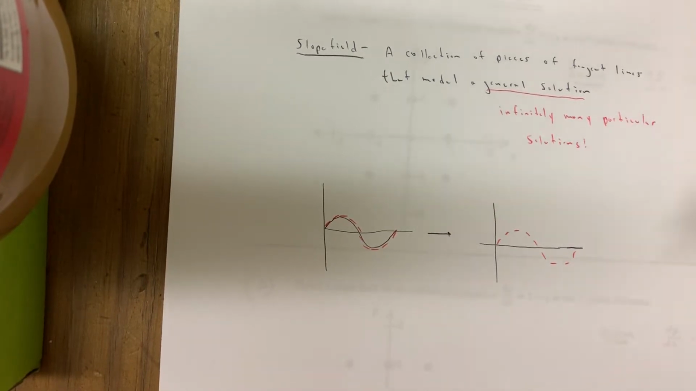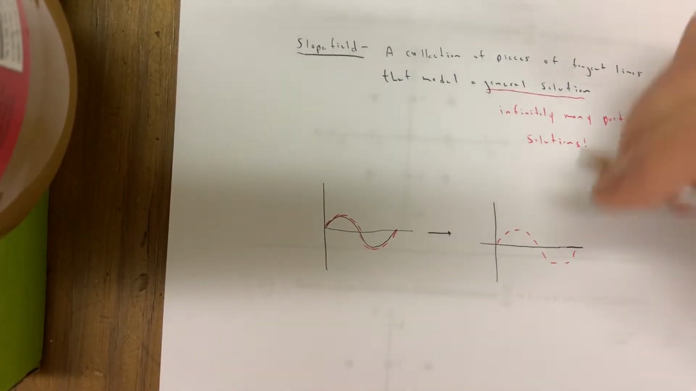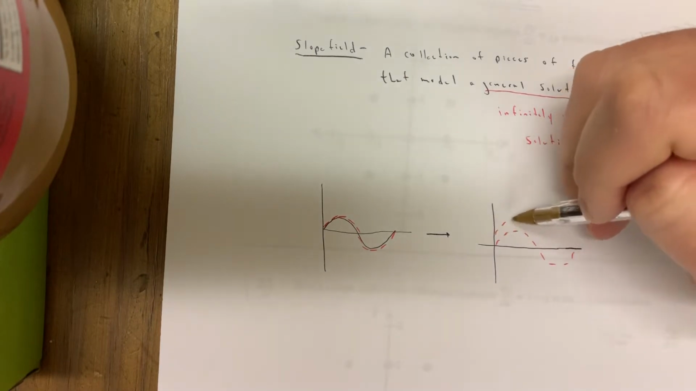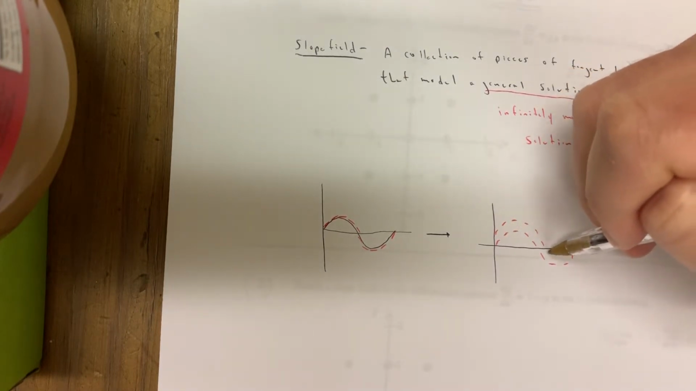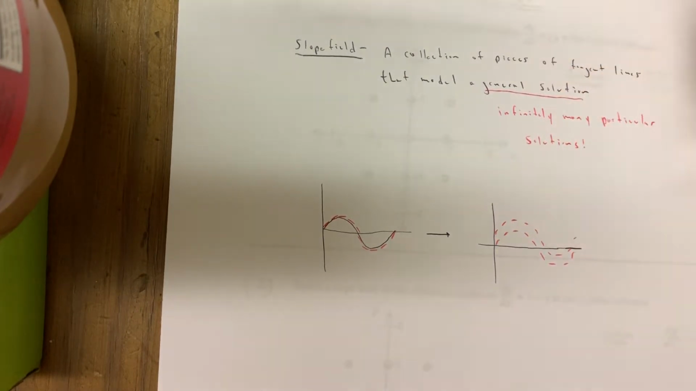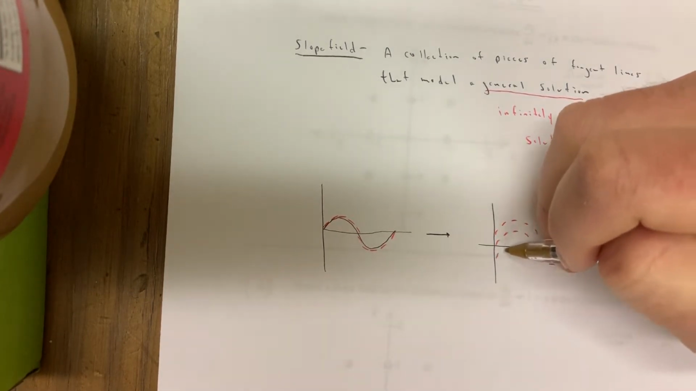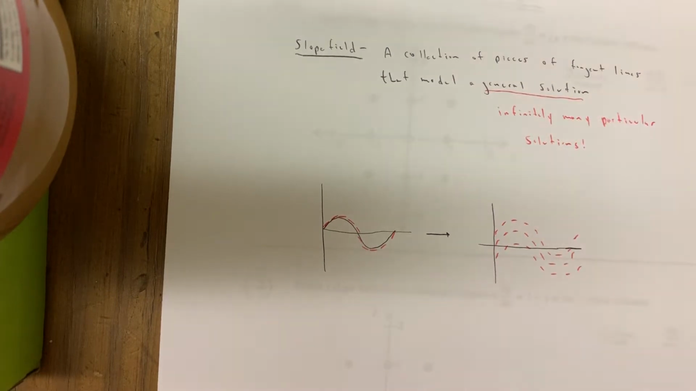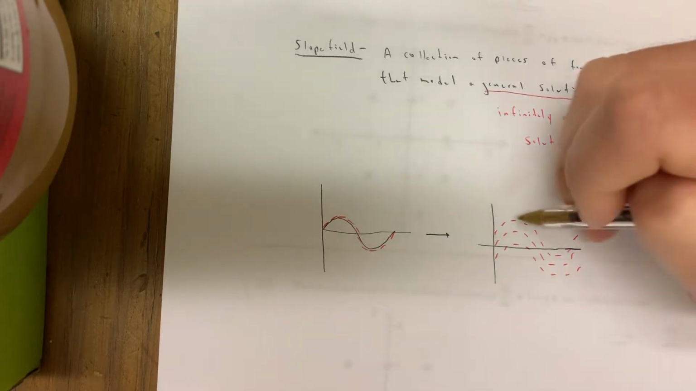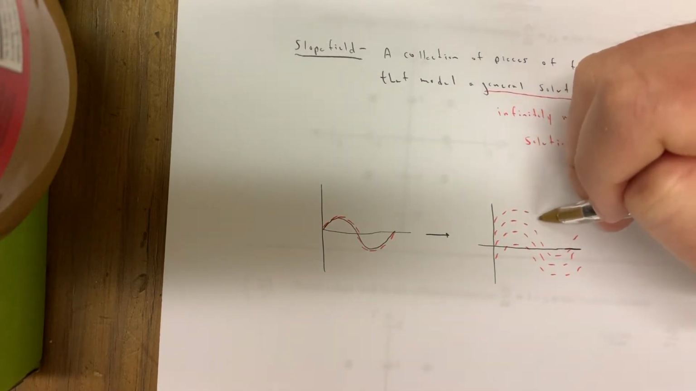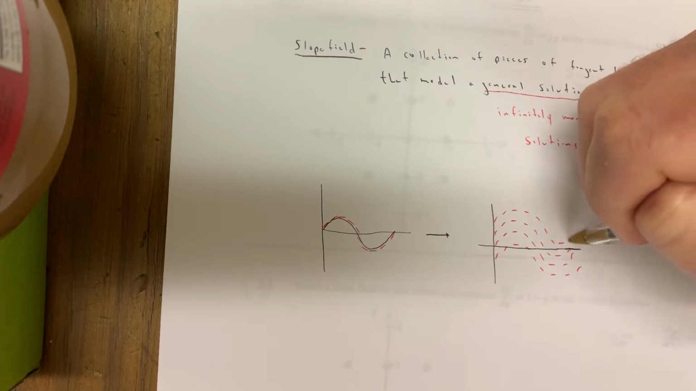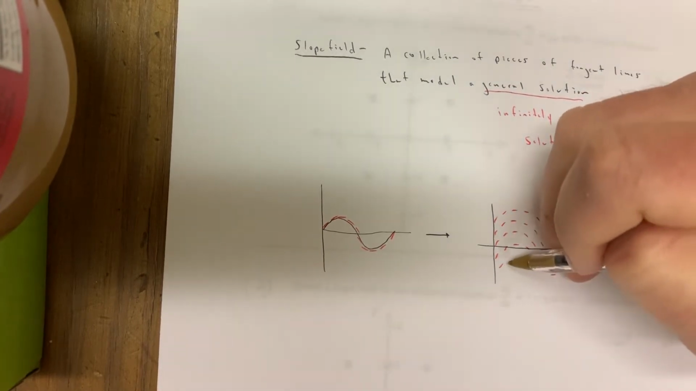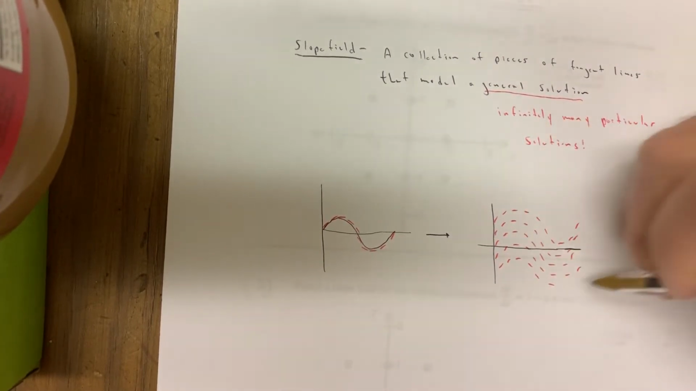And remember, we're going to have that c here for a general solution. So maybe the c represents the y-intercept. Maybe another particular solution is this guy shifted up 1 unit. If you draw the tangent lines, it probably looks a little something like that. Maybe another particular solution is this thing shifted down 1 unit, so maybe it ends up looking like this. And a Slopefield is actually a collection of a bunch of pieces of tangent lines that model a general solution. They model infinitely many particular solutions. So maybe it'll end up looking a little something like this.